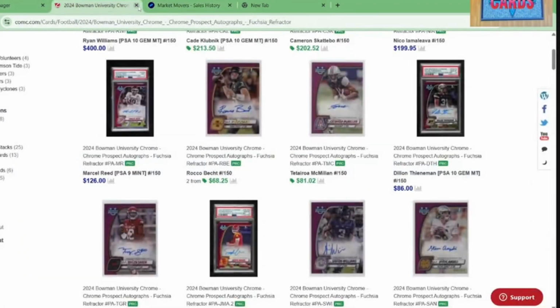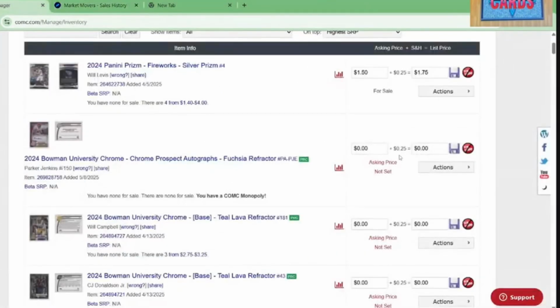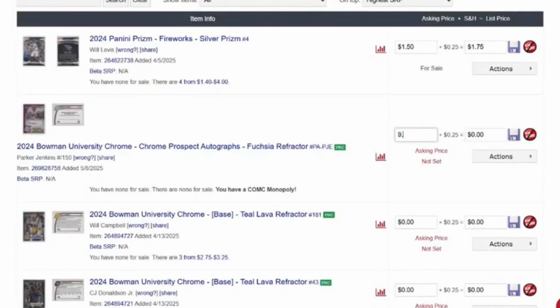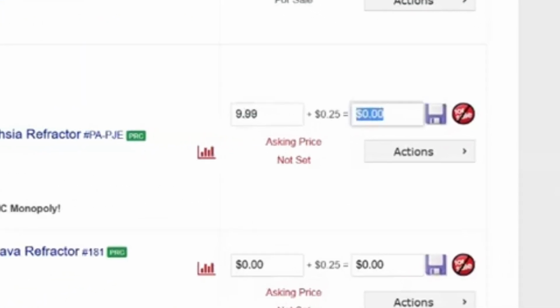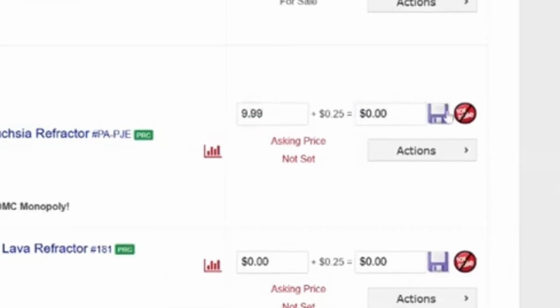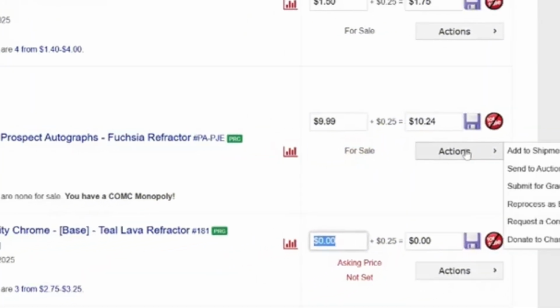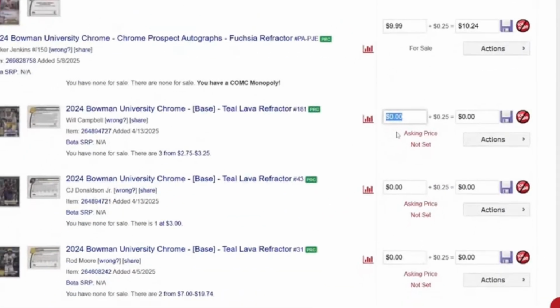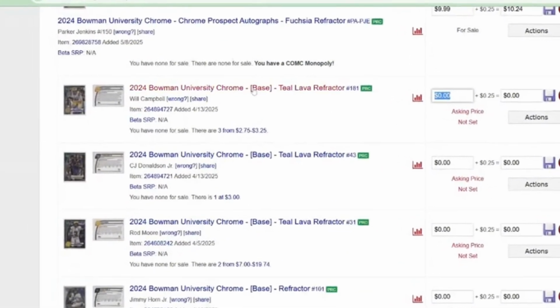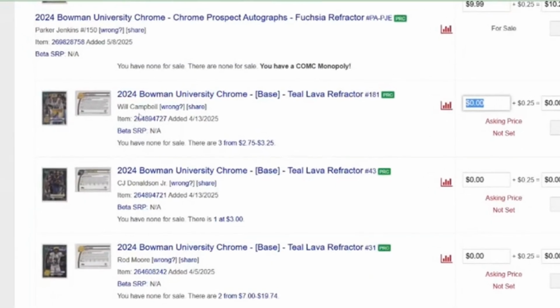And I'm going to, I guess, field offers. So let me put the asking price here of, let's do $9.99, and then let's do here save, and maybe that'll save. Okay, there we go. And that is now for sale. 2024 Bowman Chrome Teal Lava Refractor of Will Campbell.